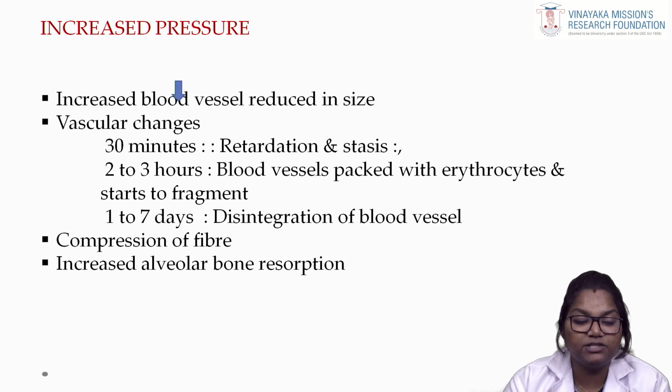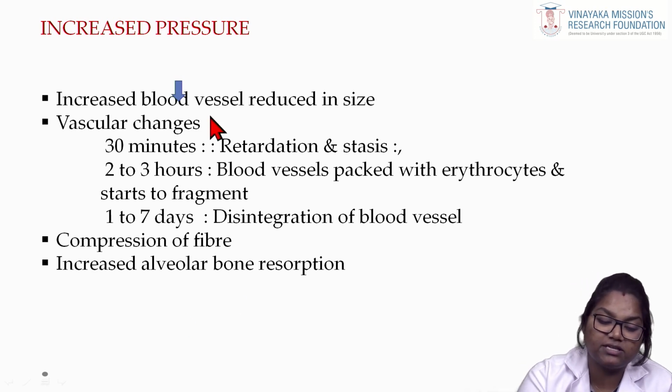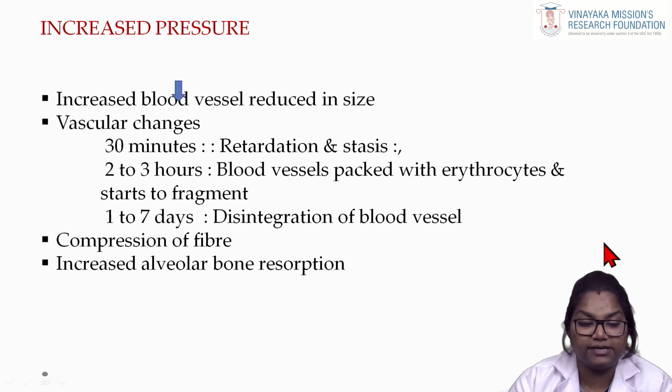Whenever there is increased pressure, the blood vessels are increased in number and reduced in size. The vascular changes that we can see due to increased pressure: within 30 minutes, there is retardation in blood flow. In the next 2 to 3 hours, the blood vessels get packed with erythrocytes and start to get fragmented. Next, in 1 to 7 days, the disintegration of blood vessels is seen. We can see the compression of the fibers as well as increased alveolar bone resorption. So all these changes are seen at the increased pressure site.